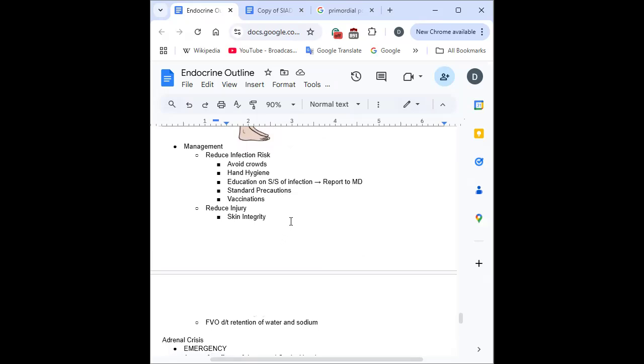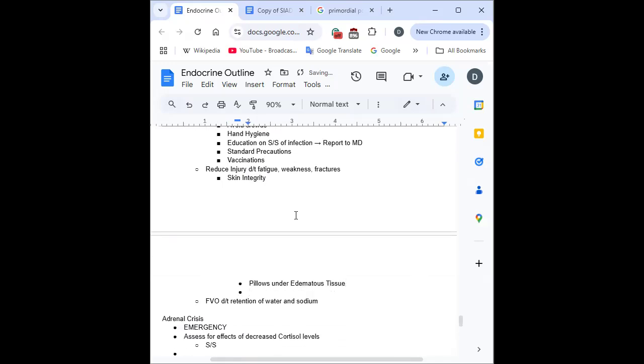Okay, what about reducing injury? Some of this has to do with fatigue, weakness, fractures. We talked about skin integrity as well. So maybe putting pillows under edematous tissue. Yeah, turn the patient like that one.